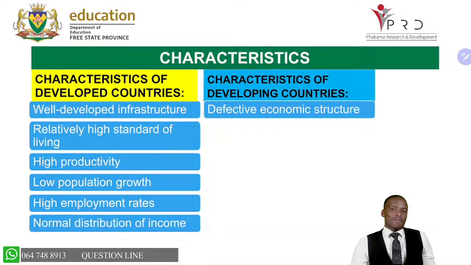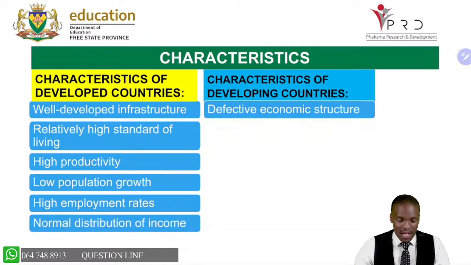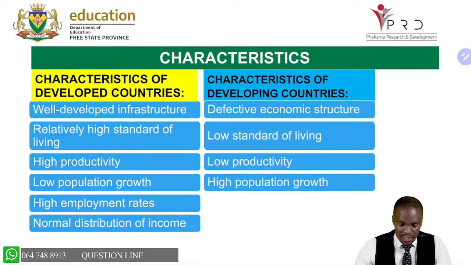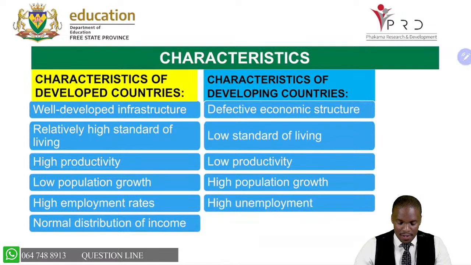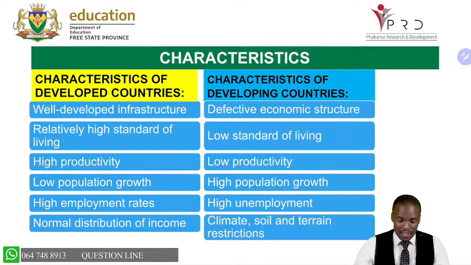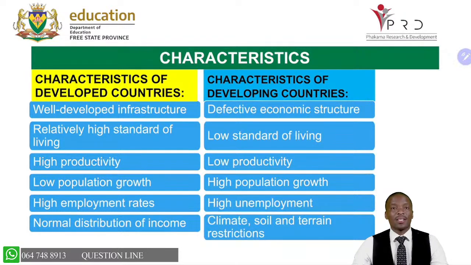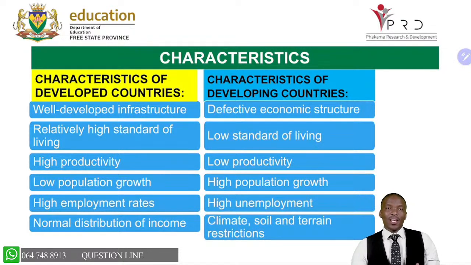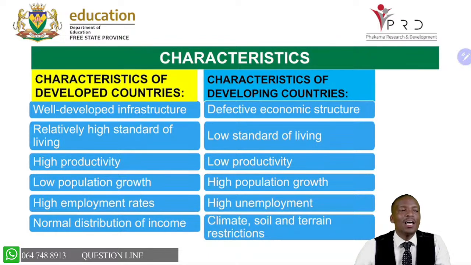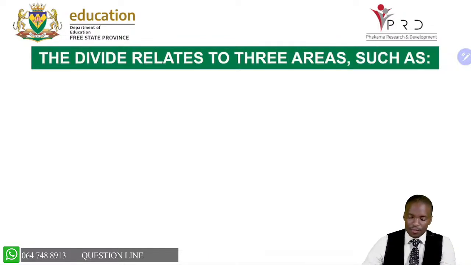We are in the south as South Africa, but we want to see ourselves as a developed country. Low standard of living is another factor, low productivity, and we are looking at high population growth with countries in the south, and high unemployment rate. Also, we are looking at the issue of climate, soil and terrain restrictions. So the country on the map can be in the south, but if it has well-developed facilities, that country will be classified as a developed country.